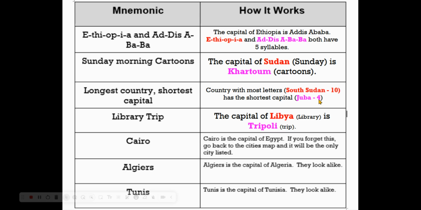The capital city for Algeria is Algiers. They look alike. We're not trying to fool anyone on this map quiz. Algiers is the capital for Algeria, and the same principle applies for Tunisia. Tunisia's capital city is Tunis. So just match up the ones that look alike. They're almost identical, and they should be the correct answers for you on your map quiz. Algiers is the capital city for Algeria. Tunis is the capital city for Tunisia.